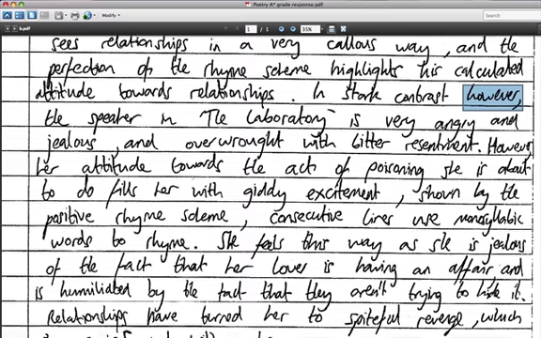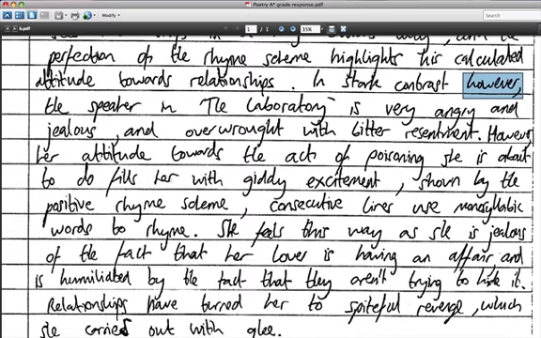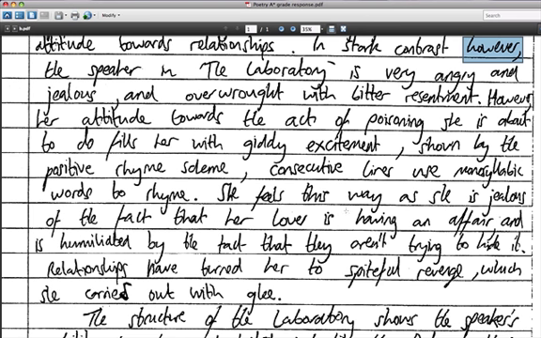However, her attitude towards the act of poisoning she is about to do fills her with giddy excitement. This is shown by the positive rhyme scheme, consecutive lines, monosyllabic words to rhyme. She feels this way as she is jealous of the fact that her lover is having an affair.